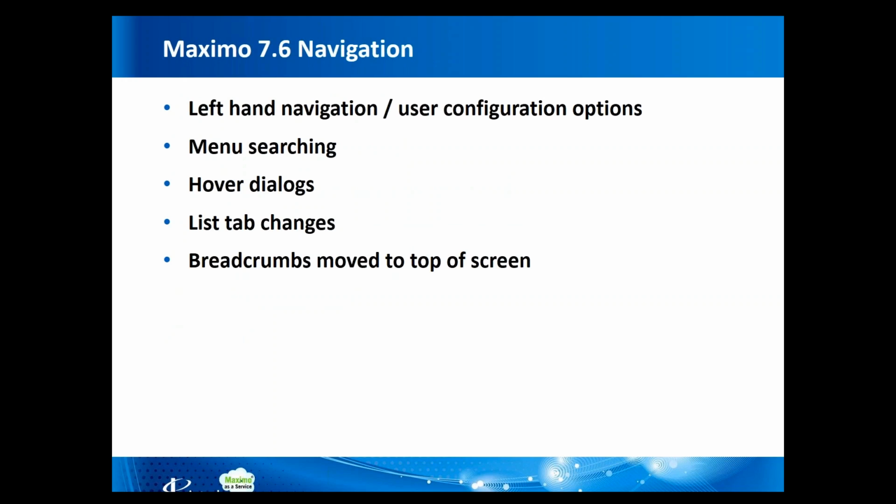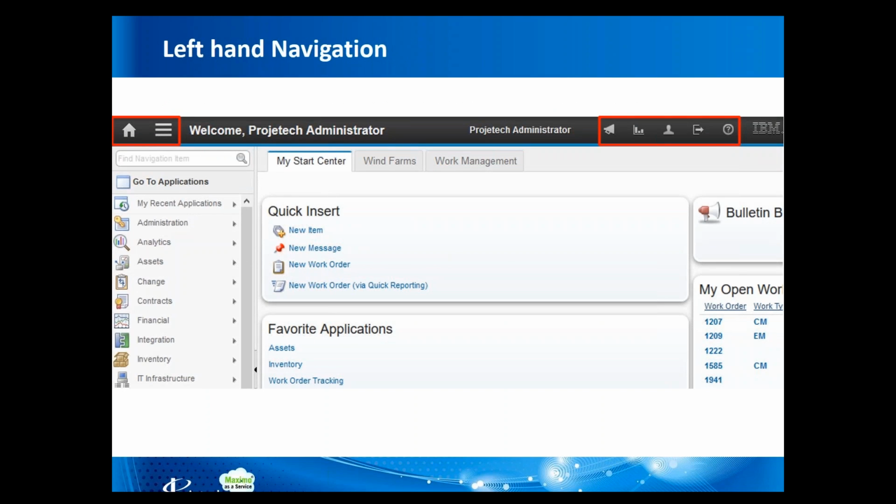So IBM has been working on cleaning up the screen layout and adding features to provide the users with more information, but they wanted to do that without cluttering up the screen, and I think they've done a good job with that. Some of these new features are the new left-hand navigation that replaces the go-to menu, searching for applications or actions, hover dialogues, changes to the list tab, and making breadcrumbs easier to follow.